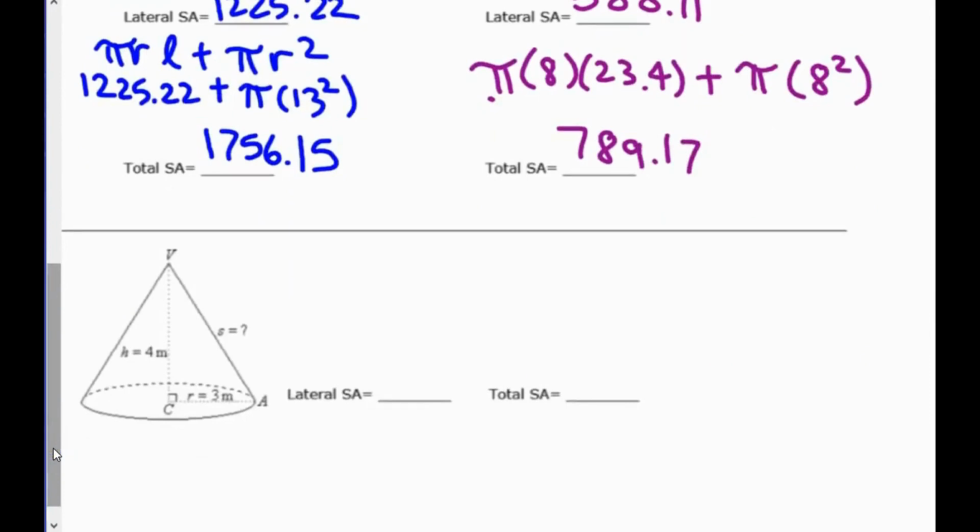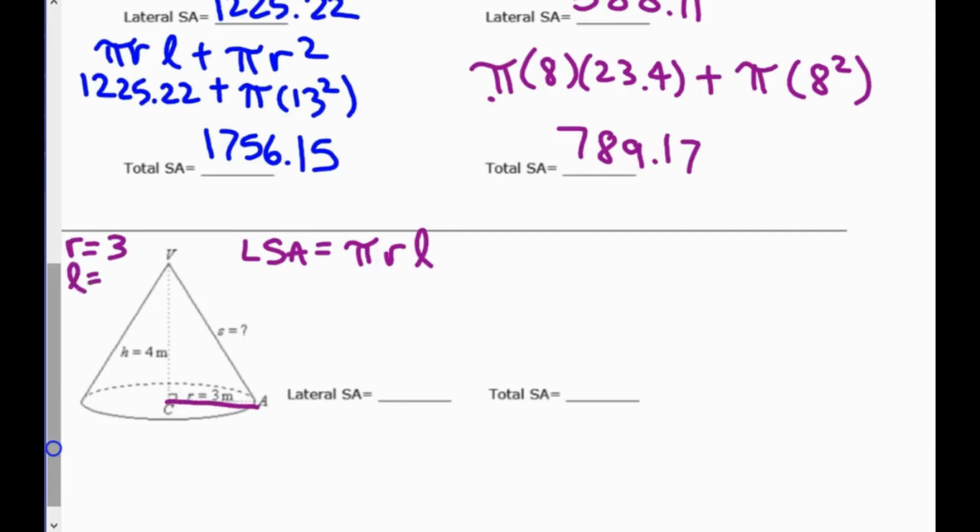Let's think about this one, okay? I need to find the lateral surface area of a cone. Now, Mr. G done told me LSA equals pi r L, right? Now, do I know R? It says it right there. It's 3. Do I know L?